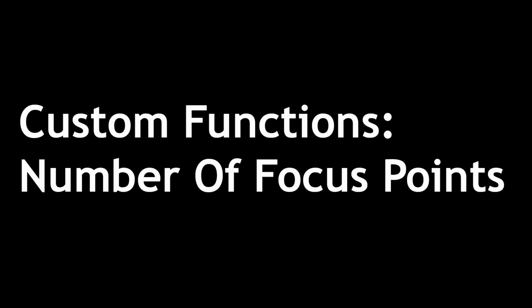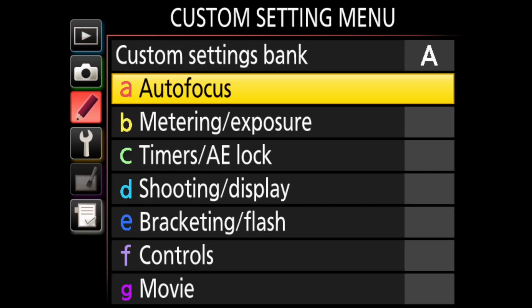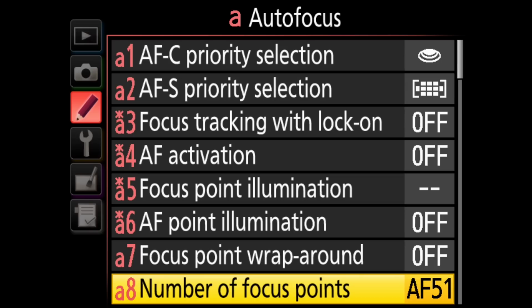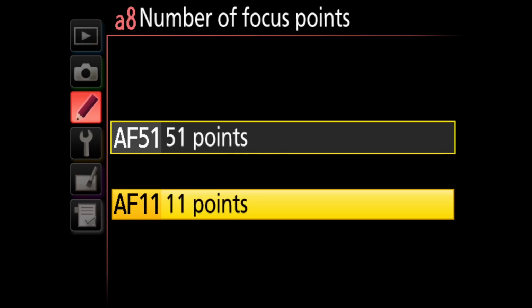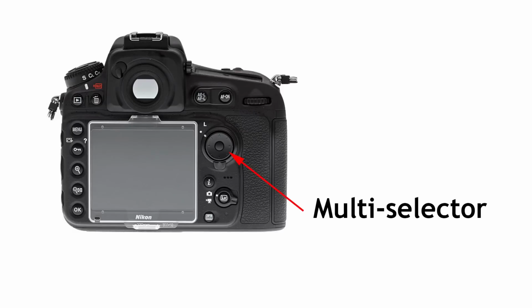Custom Functions, how many AF points? Some Nikon cameras have a setting in the Custom Functions menu called Number of Focus Points. This probably isn't what you think it is. This setting simply allows you to choose if all of the available AF points are selectable or if only a portion of them are. This has nothing to do with how many active AF points you're using. It only sets the number available for you to choose with the multi-selector on the back of the camera.